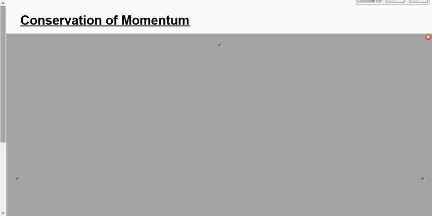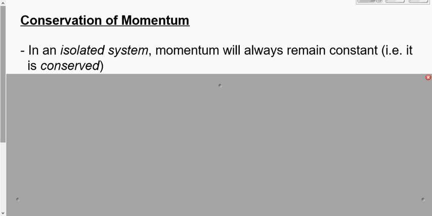Today, we're going to learn to analyze that situation where we have two objects colliding by looking at the system, not by looking at a single object, but by looking at all of the objects within the system. We're going to learn to use the law of conservation of momentum today.